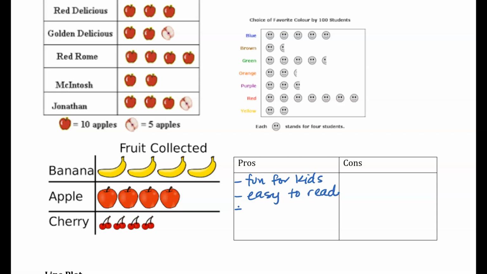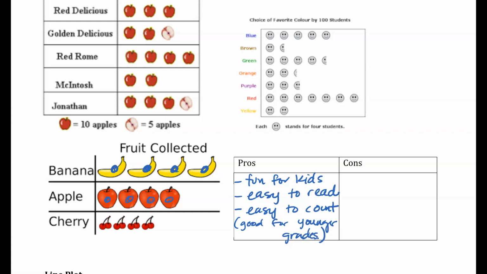I think it's easy for counting, especially for those younger grades where they're really working on that one-to-one correspondence, and they can actually put their finger and count, oh yeah, there's 1, 2, 3, 4 bananas, or there's 1, 2, 3, 4 apples. So that's easy to count. You can actually put one finger on each item, as opposed to a bar graph, which is a lot more abstract for little kids. So easy to count, so good for younger grades.